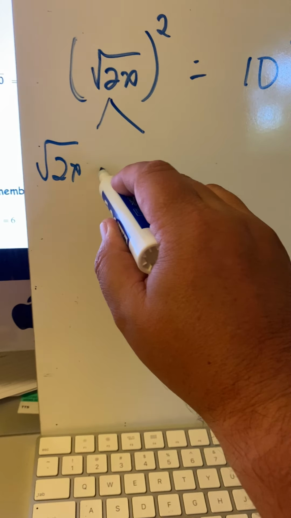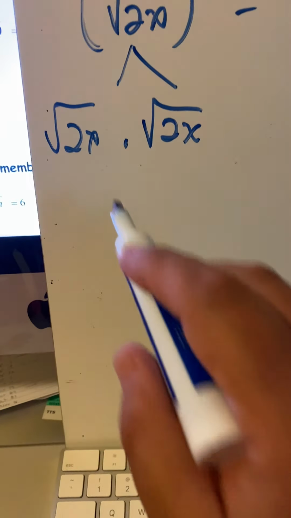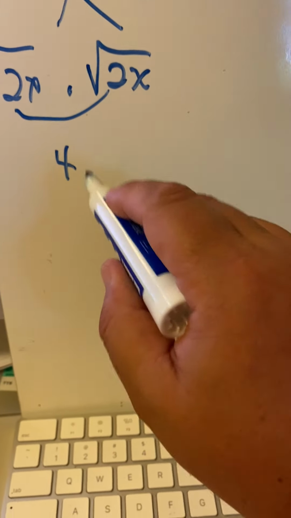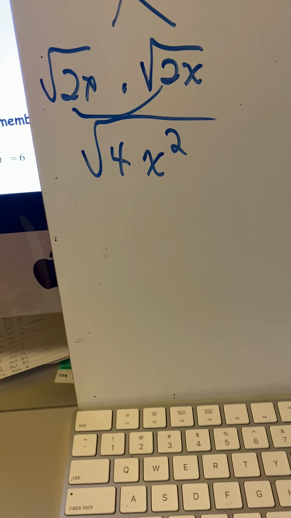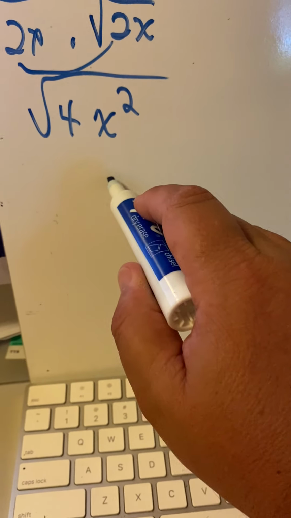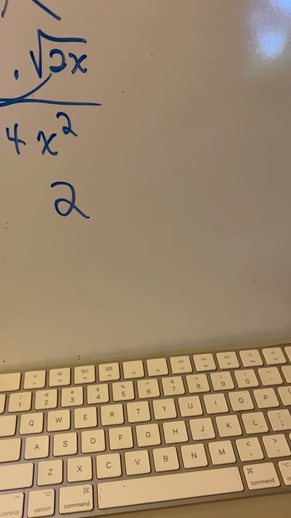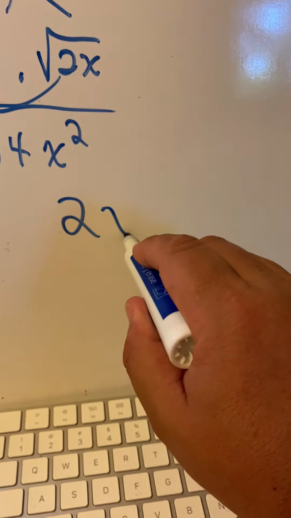Radical 2x times radical 2x. What is radical 2x times radical 2x? What is 2 times 2? 4. What's x times x? X squared. The square root of 4x squared. Well, what's the square root of 4? It's 2. And what's the square root of x squared? The perfect square of x squared is just x.